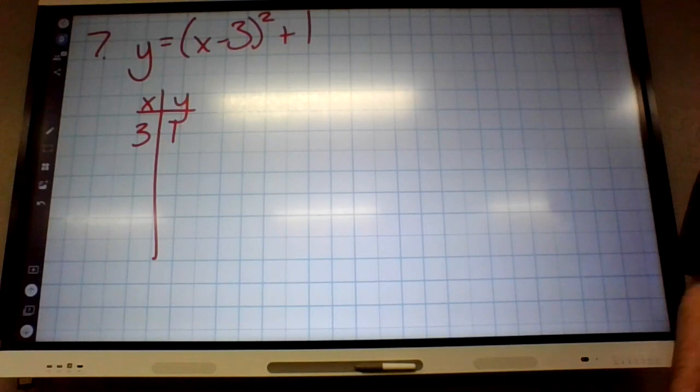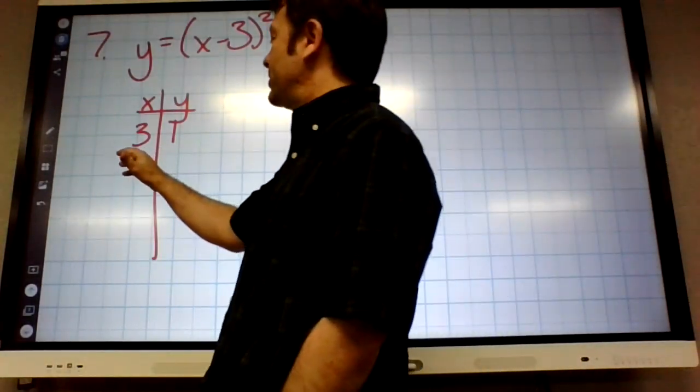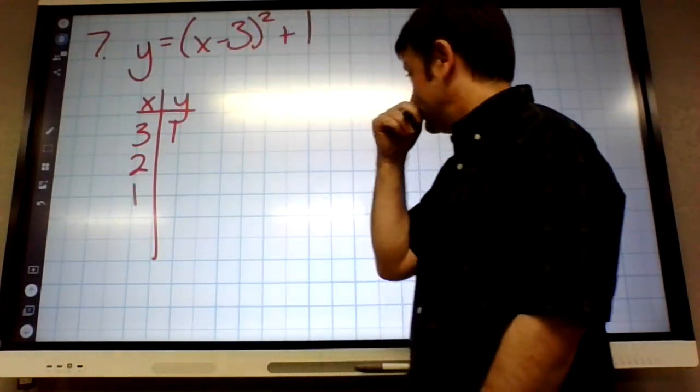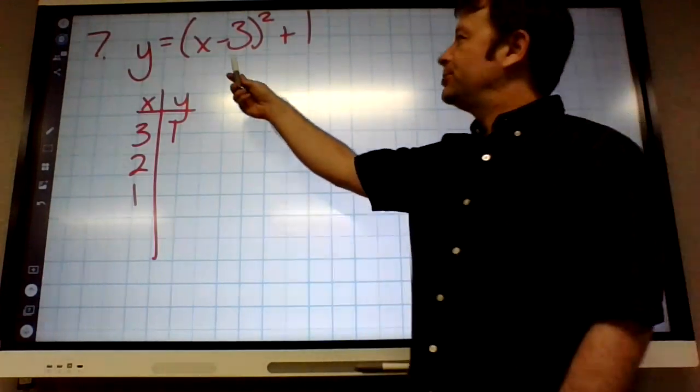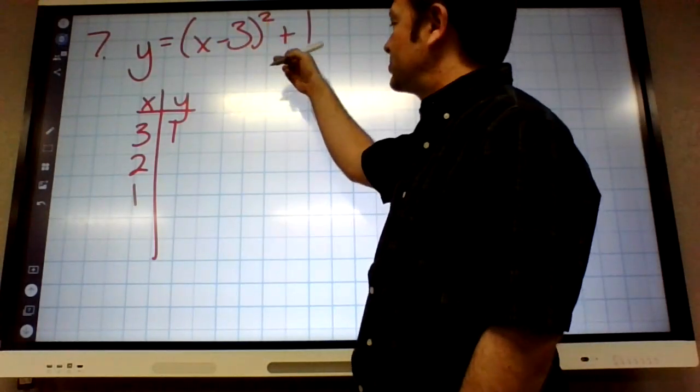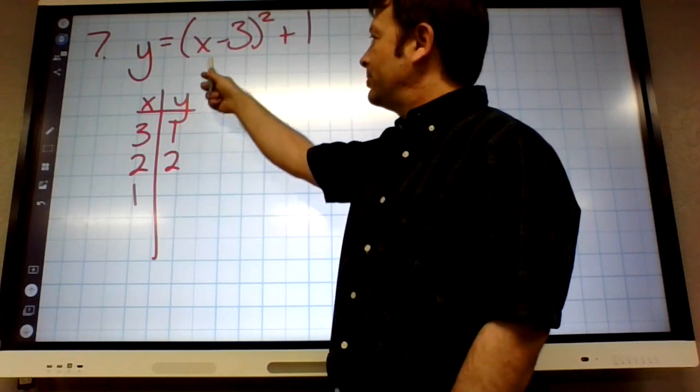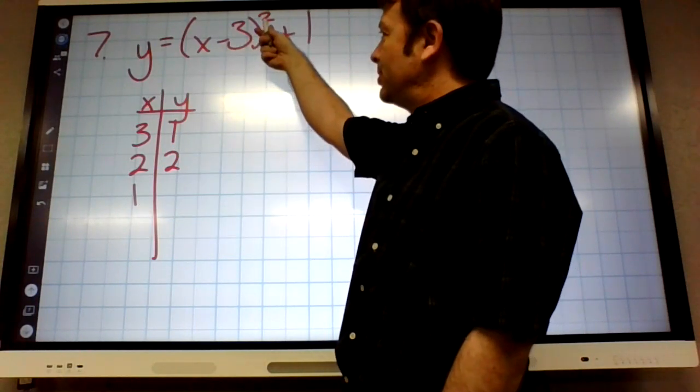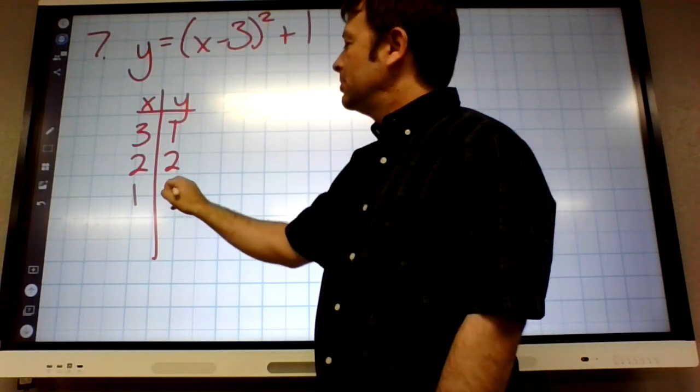Okay, and then same thing as the other problems, just plug in a couple more numbers. I plug in 2: 2 minus 3 is negative 1, squared is 1, plus 1 is 2. If I plug in 1: 1 minus 3 is negative 2, squared is 4, plus 1 is 5.